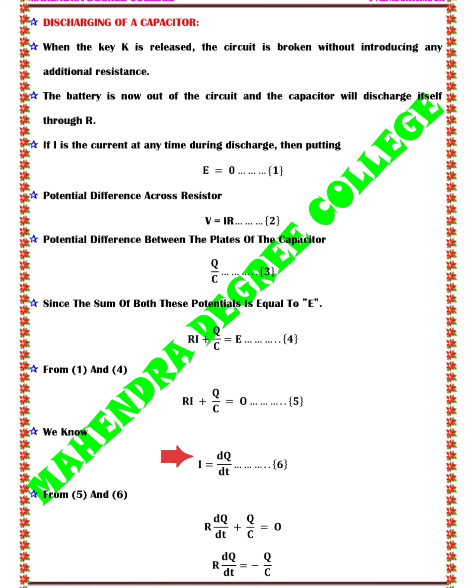We know I equals dq by dt. This is equation number 6. This equation expresses current I as the rate of change of charge q with respect to time t, where I means current measured in amperes, q means charge measured in coulombs, t means time measured in seconds.